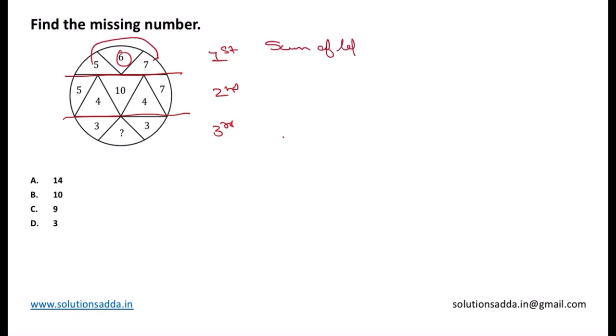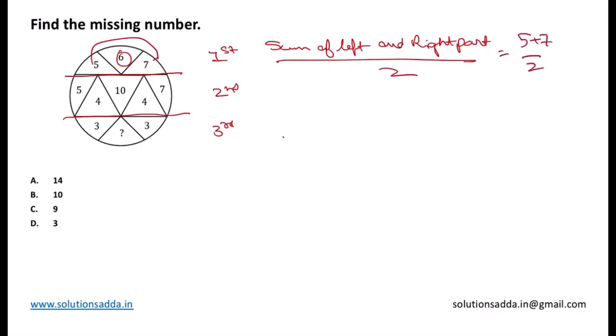Sum of left and right part divided by 2. We see that 5 plus 7 by 2 is 12 by 2, which is 6. Similarly, for the second part, it is left part plus right part divided by 2.